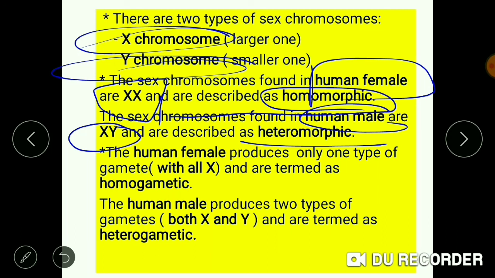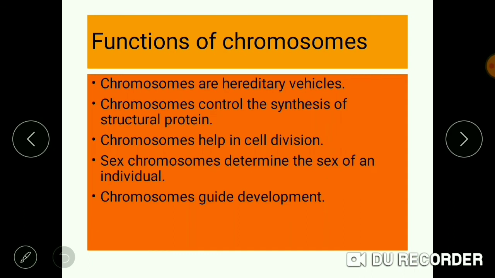Human females produce only one type of gamete, all X, so they are termed homogametic. The males produce two types of gametes, both X and Y, so they are termed heterogametic. There are various functions of chromosomes, but the most important function is that it is a hereditary vehicle. It is responsible for the transfer of hereditary characters.